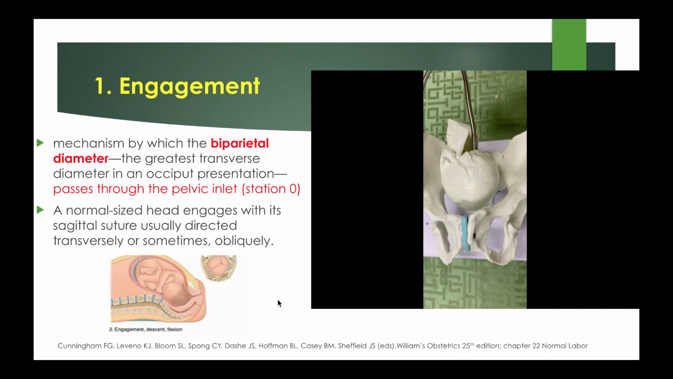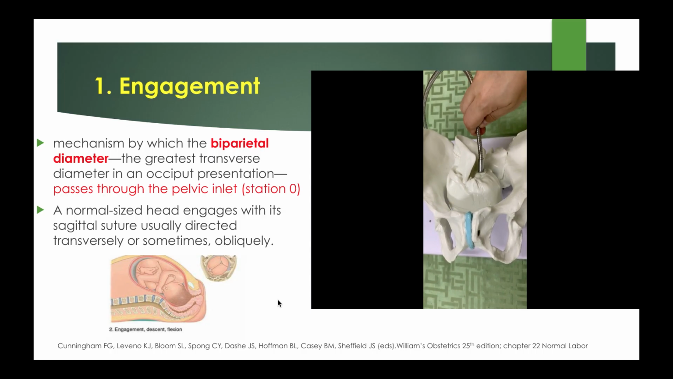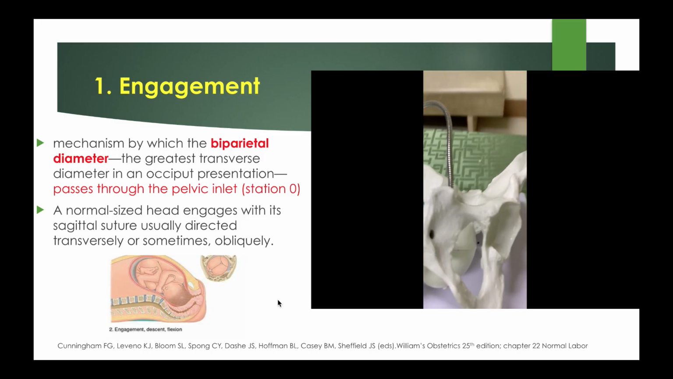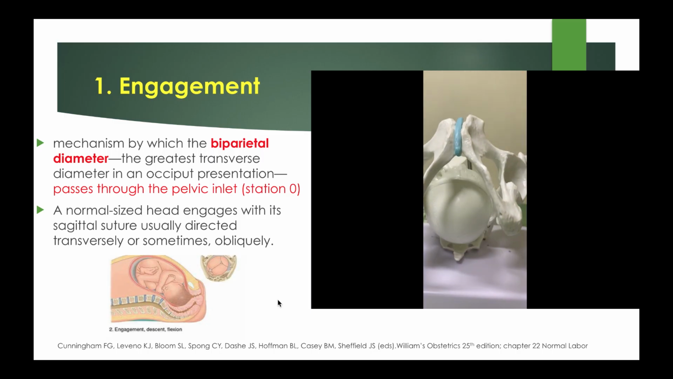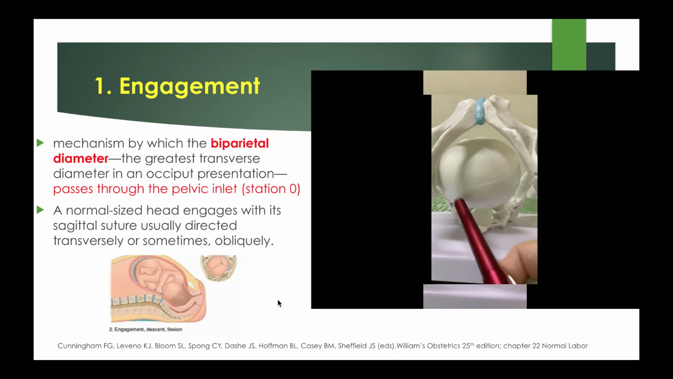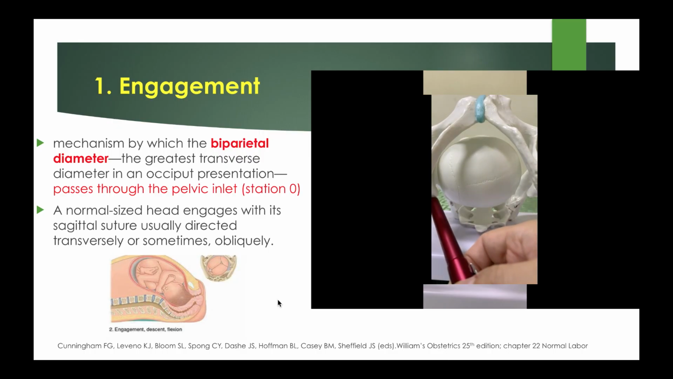Now, the first cardinal movement of labor is engagement, and this is the mechanism by which the biparietal diameter of the fetal head, which is the greatest transverse diameter in an occiput presentation, passes through the pelvic inlet or station 0. Now, let us recall what station 0 is. Station 0 is when the biparietal diameter of the fetal head has passed through the level of the ischial spines.